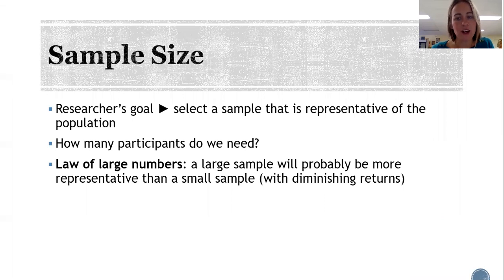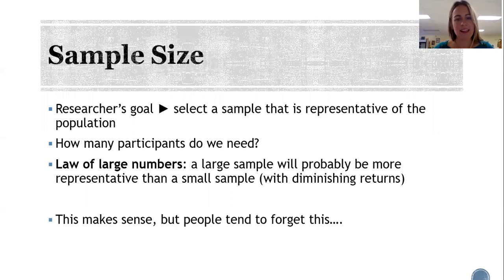Well, we will need a large sample most likely because it will probably give us a more representative sample than if we had a smaller sample size, with diminishing returns. This is the law of large numbers. This makes sense, but people tend to forget it.